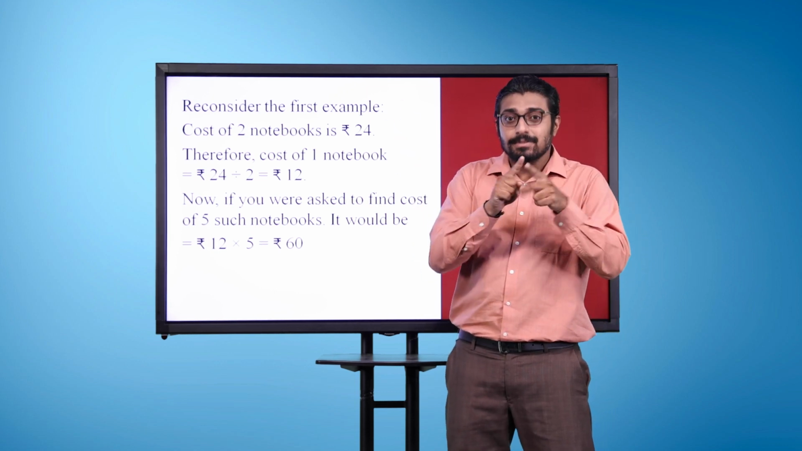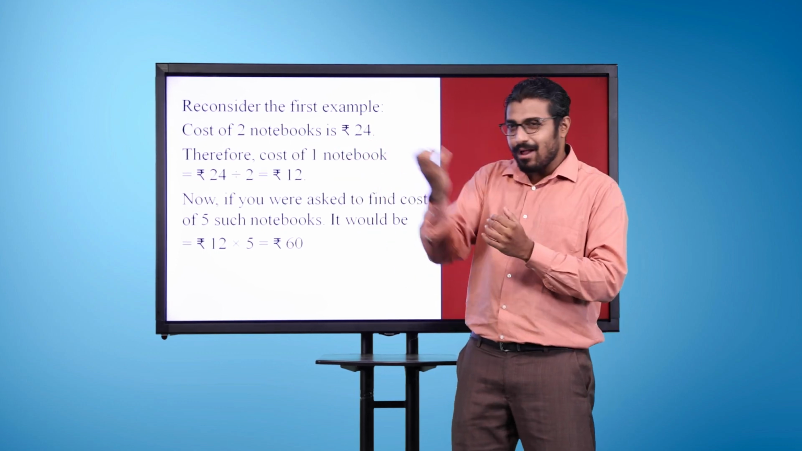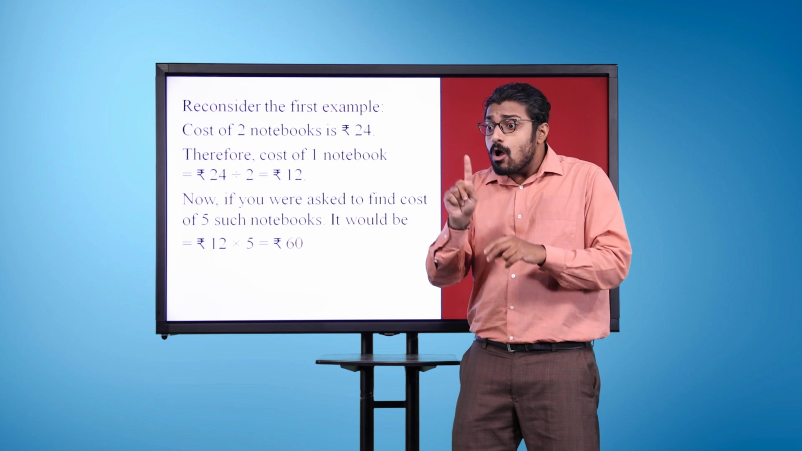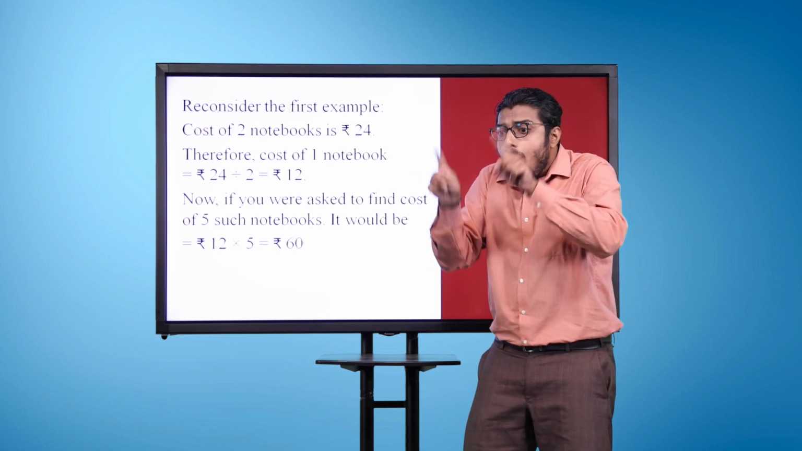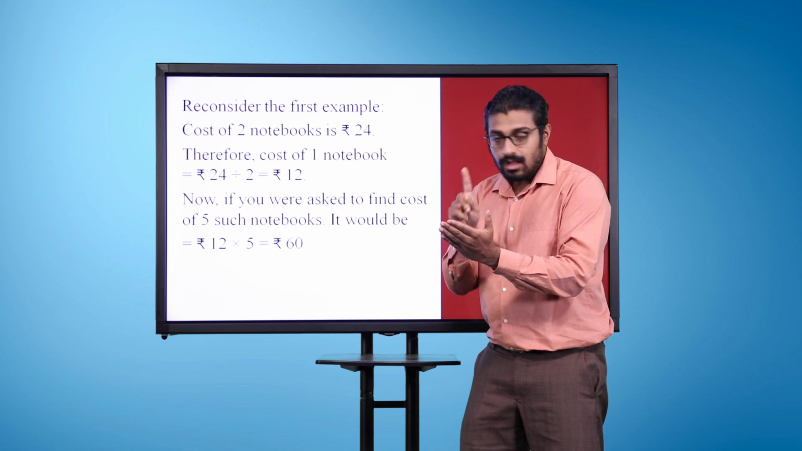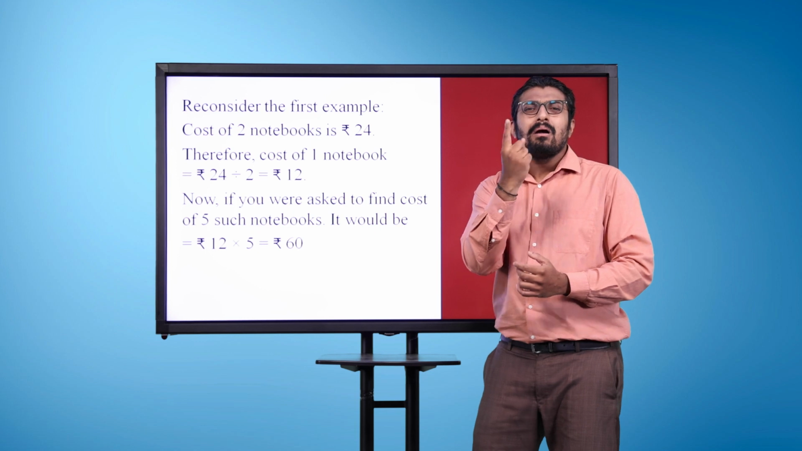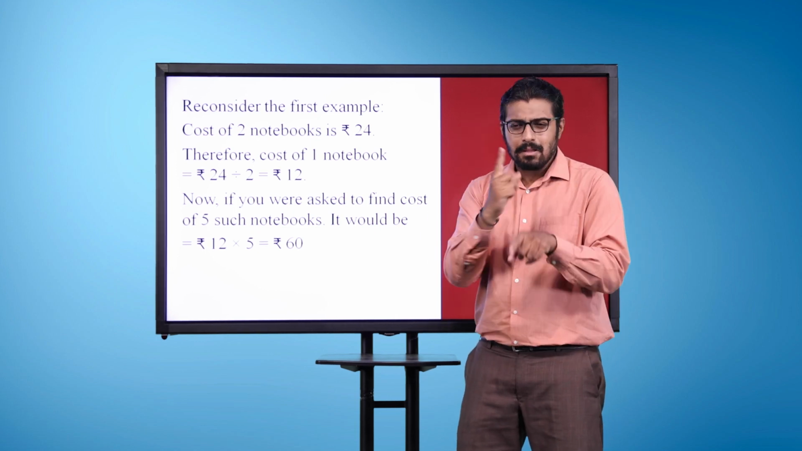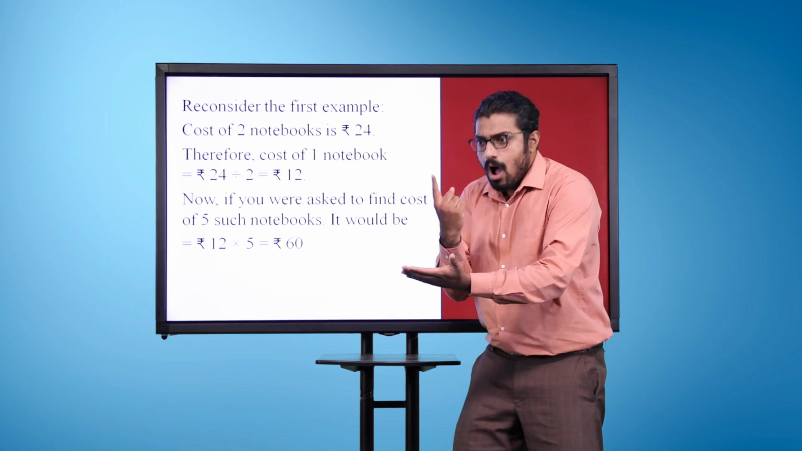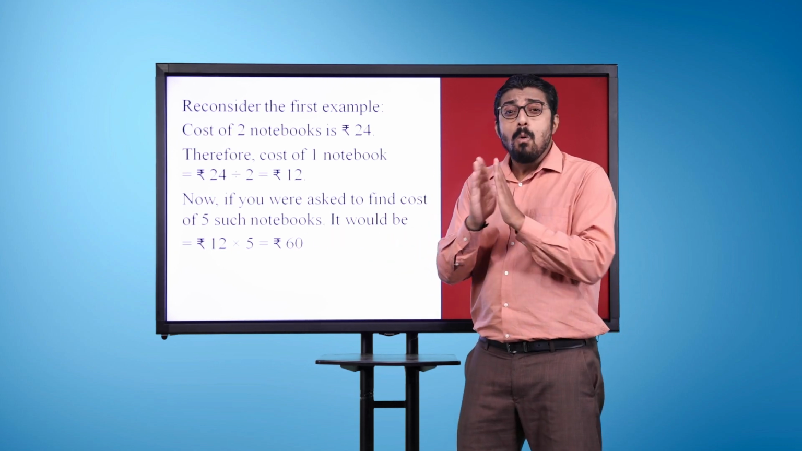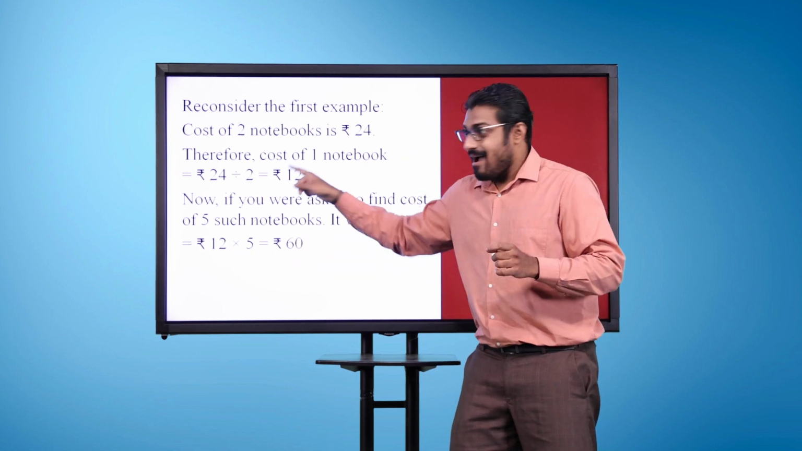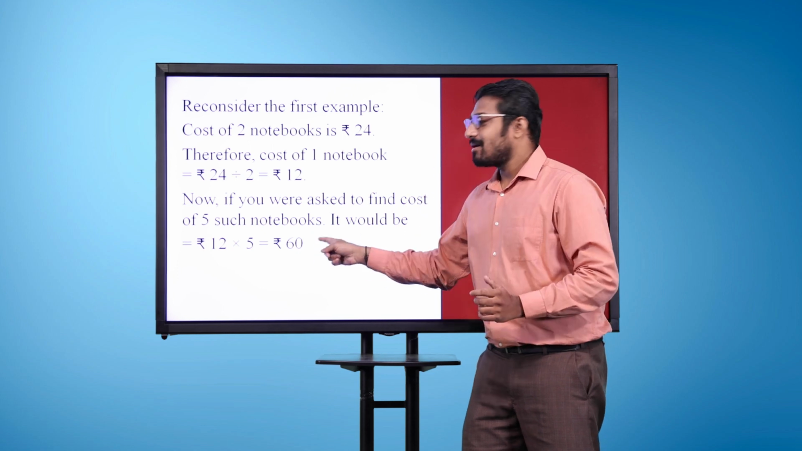Reconsider the first example. Cost of 2 notebooks is 24 rupees. Therefore, cost of 1 notebook is equal to rupees 24 divided by 2, which is equal to 12 rupees. Now, if you were asked to find the cost of 5 such notebooks, it would be rupees 12 multiplied by 5, which is equal to 60 rupees.